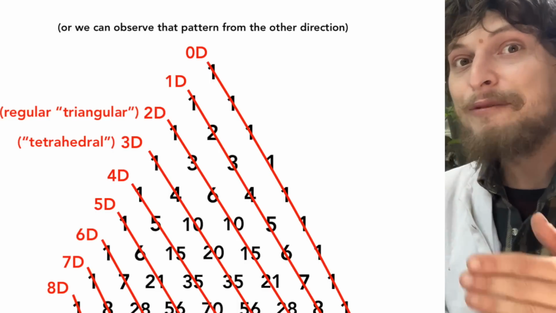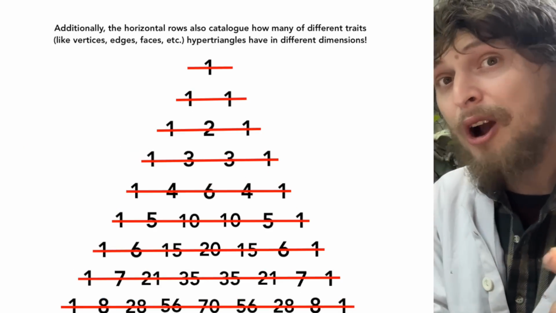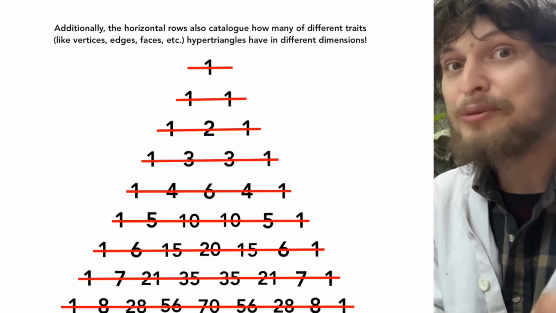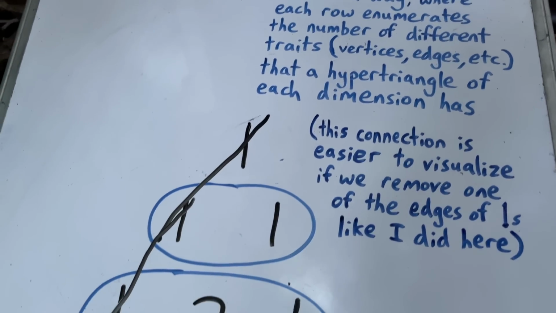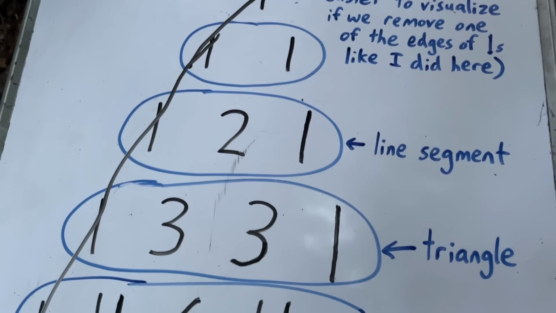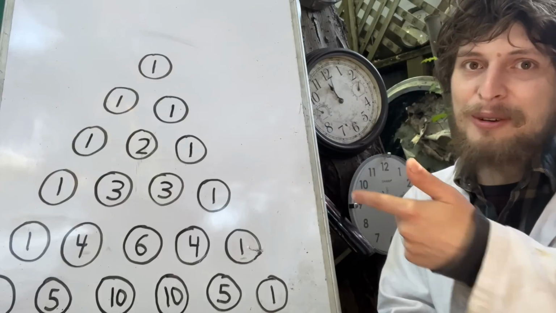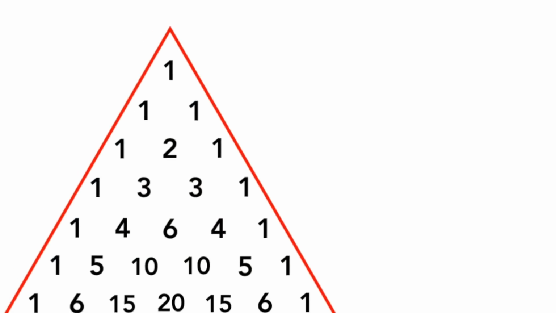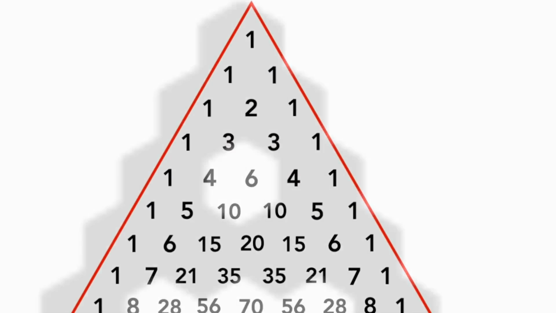But also, if we look at the straight horizontal rows, those can be seen as describing how many of different aspects like vertices and edges and faces triangular shapes have in different dimensions. Plus, this array of numbers ends up having a triangular shape itself. And as I've shown in a previous episode, if we look at this with modular arithmetic, such as taking the even numbers and odd numbers in it and coloring them different colors, we end up seeing fractal-like shapes that are triangles within triangles within triangles.